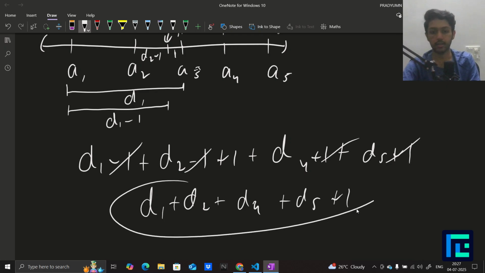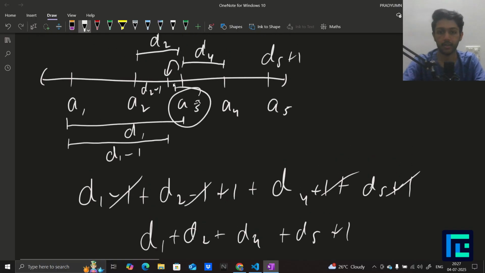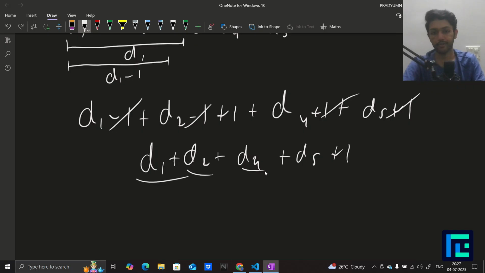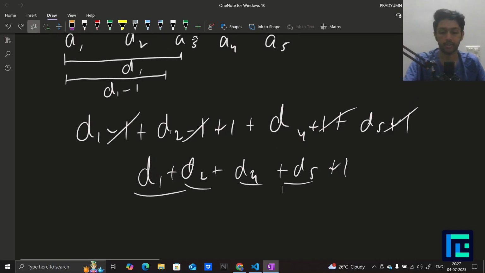And if we hadn't moved a3, if a3 was there only, then our distance would just be d1 plus d2 plus d4 plus d5. So if we had not moved a3, then our distance would be less. Here the total distance has increased by plus 1. So that's why we never move the middle one.